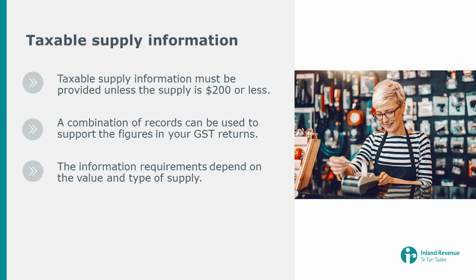In the past, you needed to keep tax invoices and credit and debit notes as records of sales or purchases. Now, you can use a combination of records to support the figures in your GST returns, as long as the taxable supply information requirements are met. The information you need to provide, or keep, depends on the value and type of supply. The level of detail required increases as the amount of the sale increases. We'll take you through some examples now.